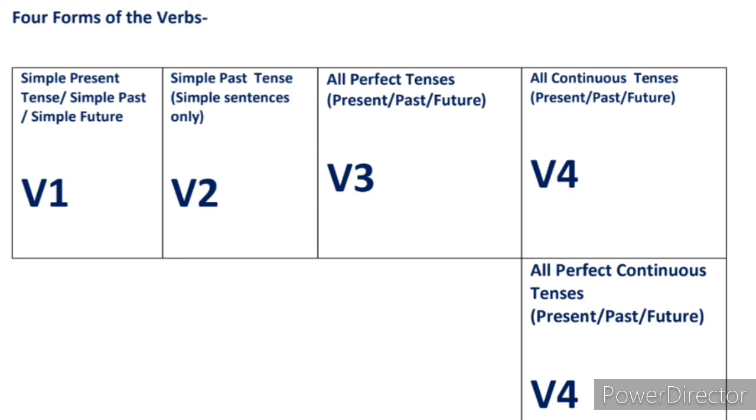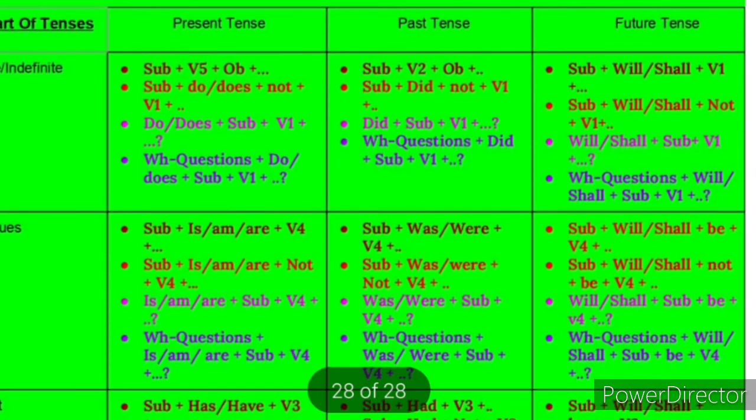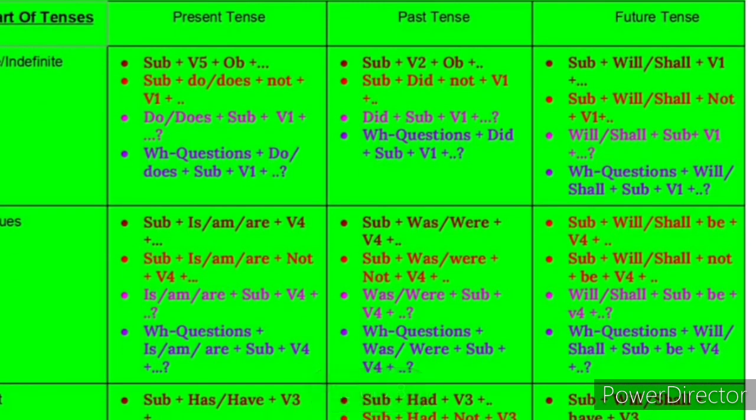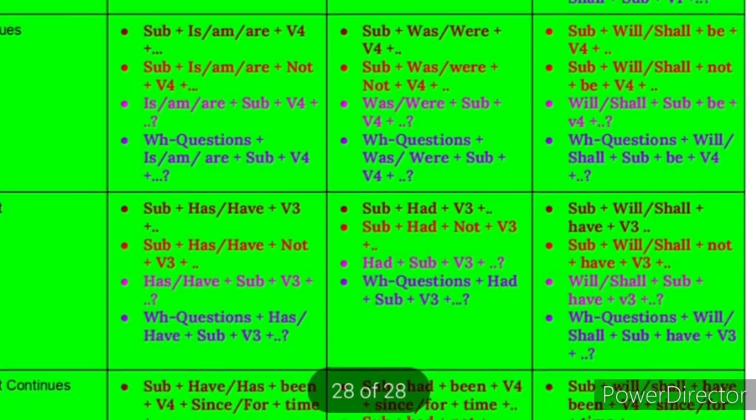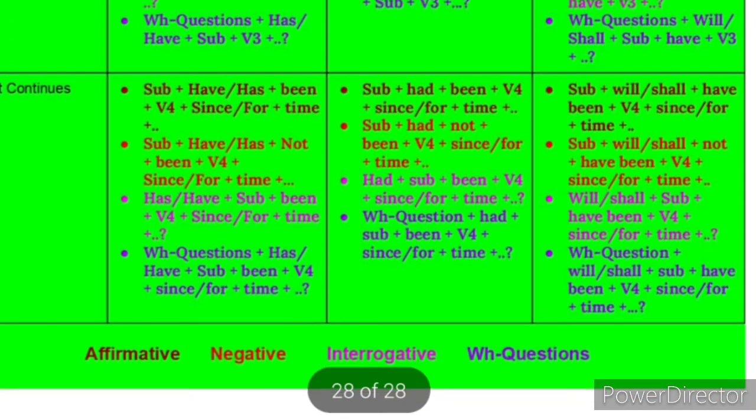And in all the continuous and all the perfect continuous tenses, we are supposed to use v4, meaning the verb's ing form. So this box will help you to learn. Now here is a chart of tenses. You can refer to it for revision.